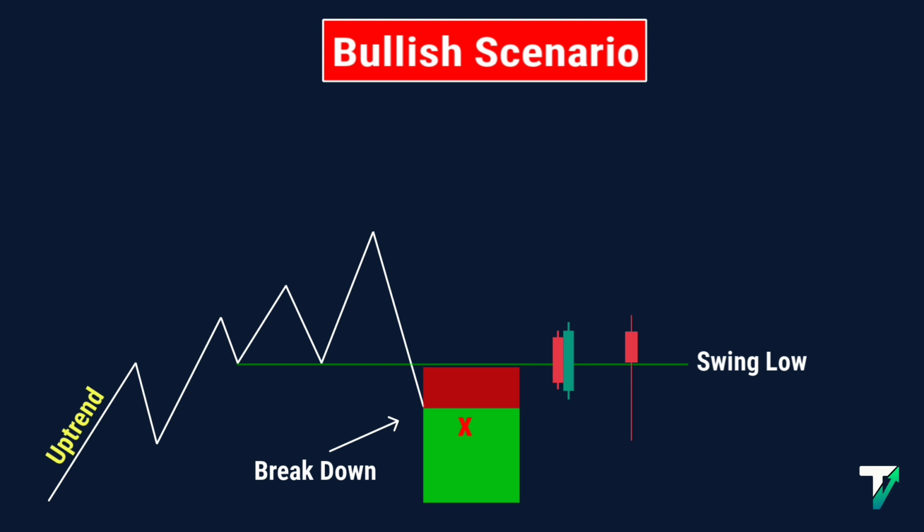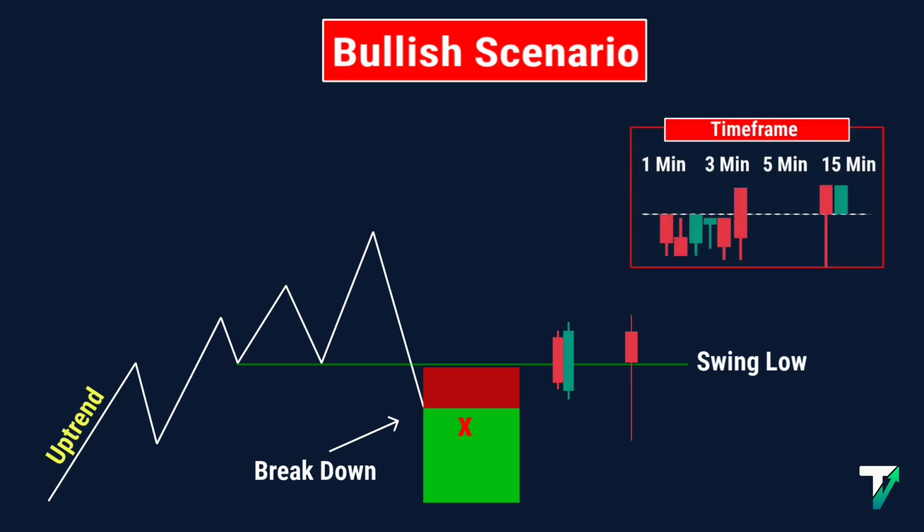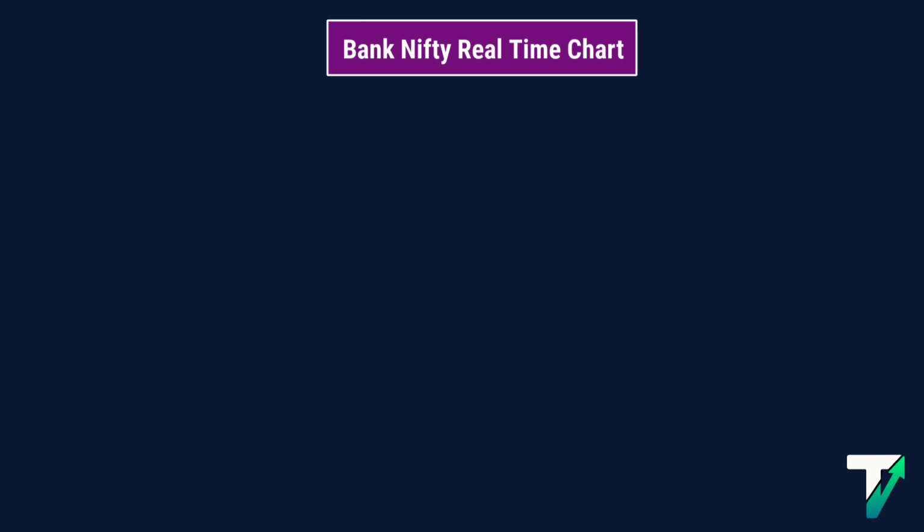Now, if you zoom out and look at the 15-minute chart, you'll often notice the full picture. Price forms a long lower wick, sweeps the liquidity below a key level, and then launches upward again. Take Bank Nifty on the 26th of September as an example.